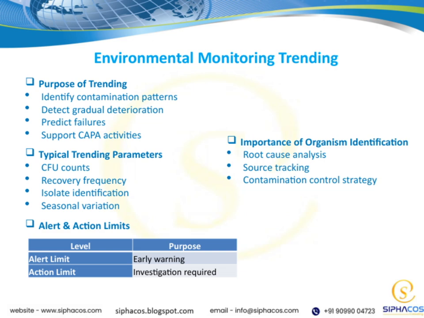Trending environmental data helps us spot contamination patterns, catch slow declines, predict failures, and support corrective actions. Typical parameters include colony counts, recovery frequency, isolate identification, and even seasonal changes.